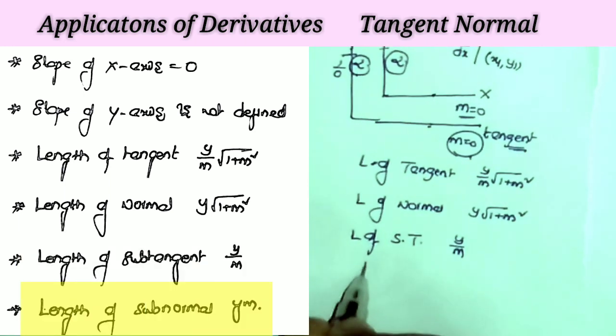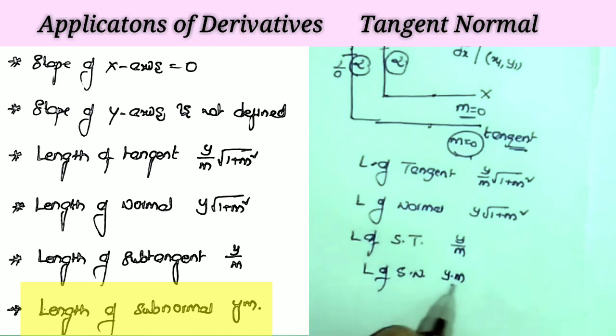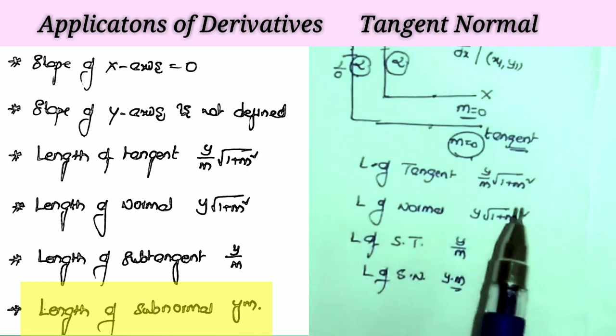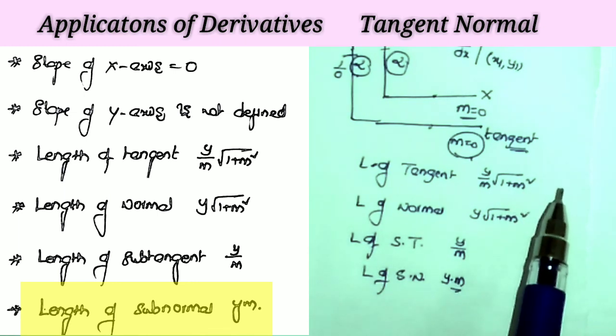And length of the subnormal is equal to the formula y into m. Okay, these are the formulas. And here, what is the m value? Always remember that throughout the chapter we take m is equal to dy by dx at the given point.